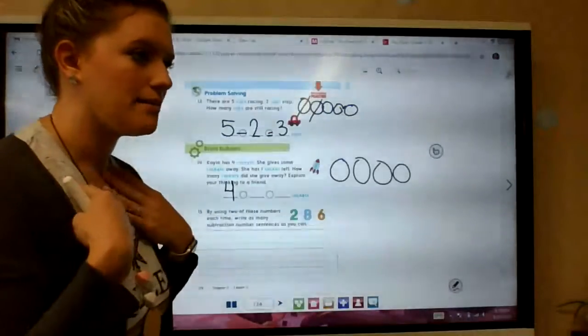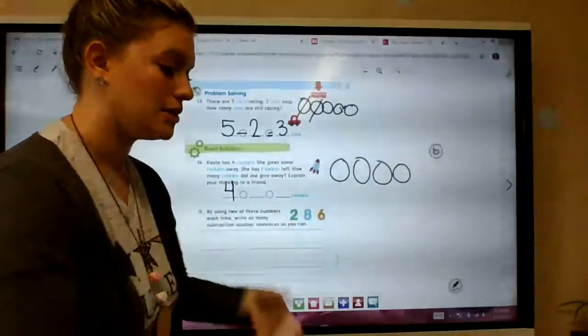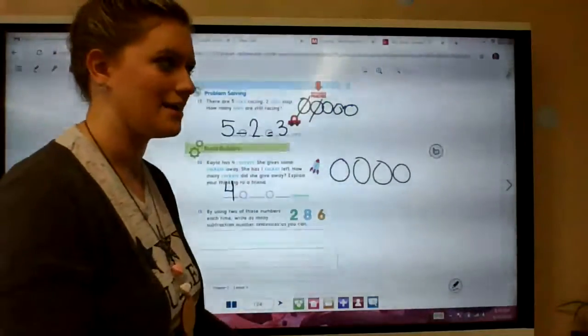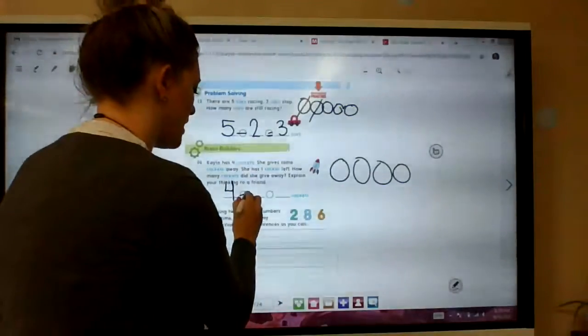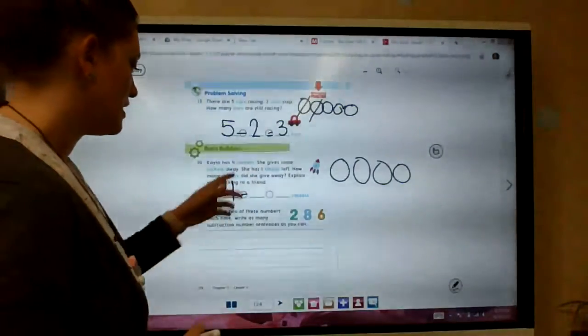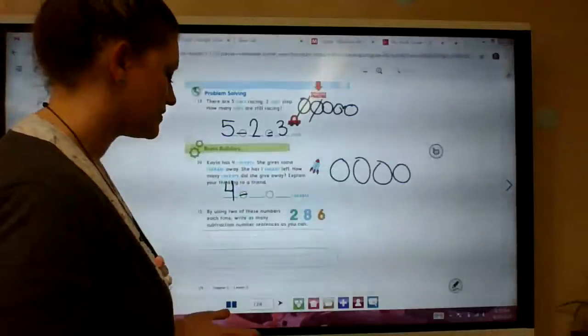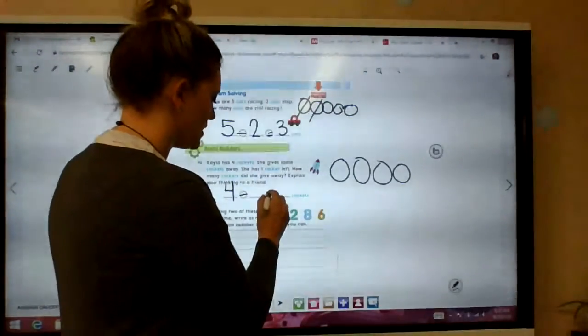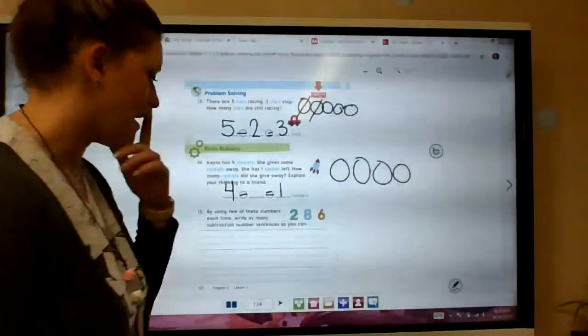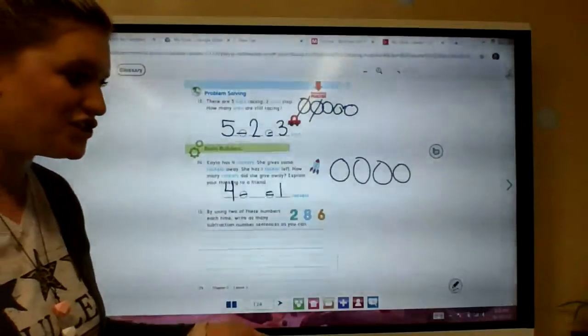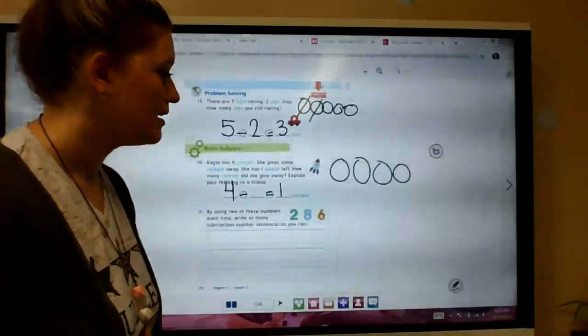The word away means you're leaving them. You're giving them away. So we're not adding them. So I know that I need a minus sign. She has 1 rocket left. So I know that she only has 1 left. But I'm missing this part. How many did she actually give away?